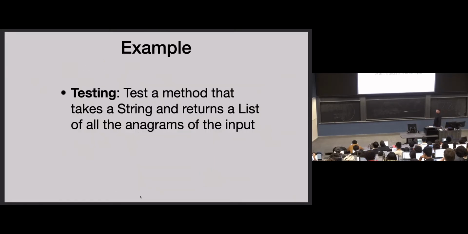With that, let's jump to IntelliJ and see some examples. For the first example, I want to test a method that takes a string and returns a list containing all the anagrams of that string, where an anagram is any way that you can rearrange the characters. So given a particular input string, return all of the strings that can be constructed by rearranging the letters of the input string. So that's the method that we want to write.